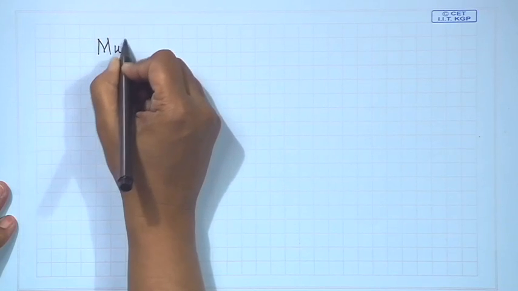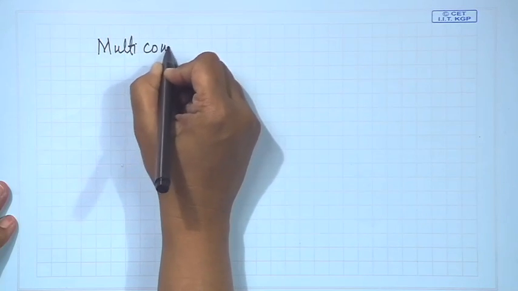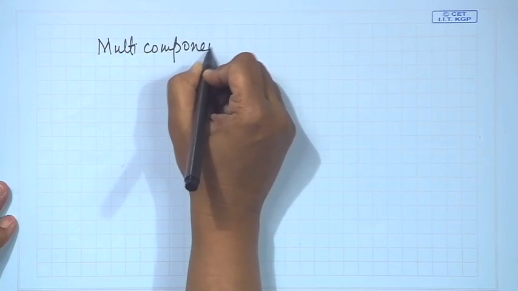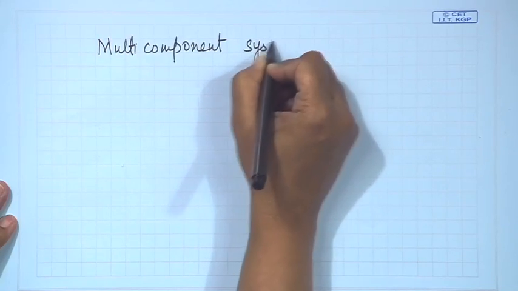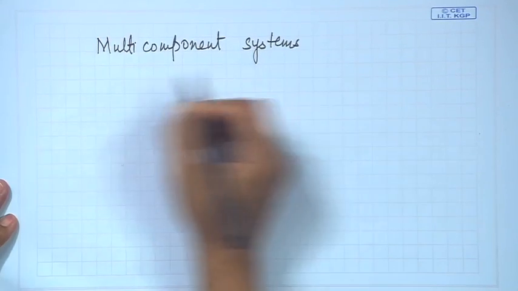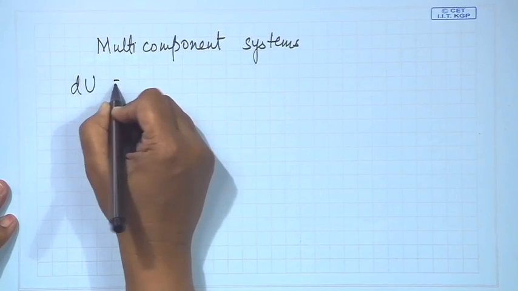Now, let us see what happens for multi-component systems. For multi-component systems, if we take up just the same equation with some more terms. Again, I repeat, we are going to deal with only PV type of work, and I will be doing the entire derivation considering internal energy, keeping in mind that the same derivation can be applied for other systems as well.